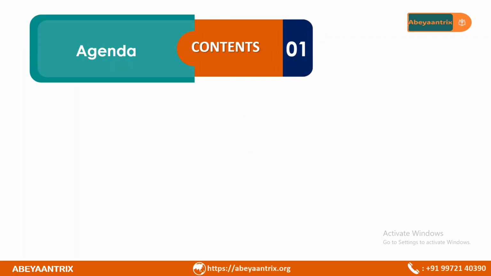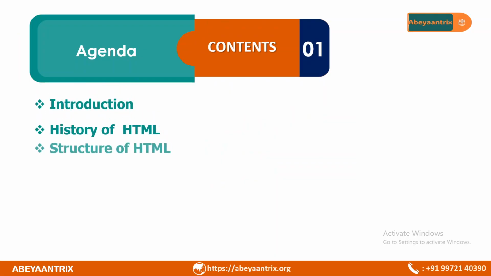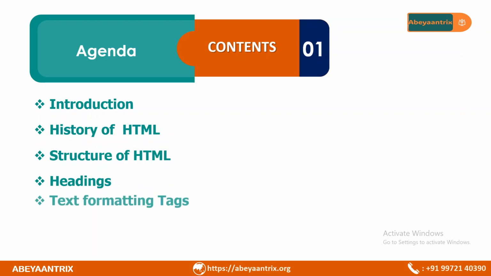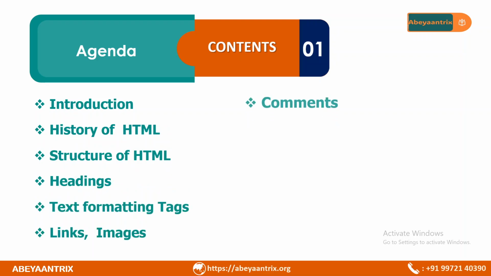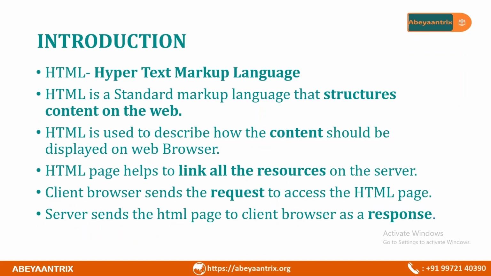So what are all the things we are going to learn in this HTML? Introduction, history of HTML, the structure of HTML, headings, text formats, links, images, comments, and lists, tables, forms, and HTML5 elements like audio, video, and other things. Okay, let us start with the introduction of HTML.